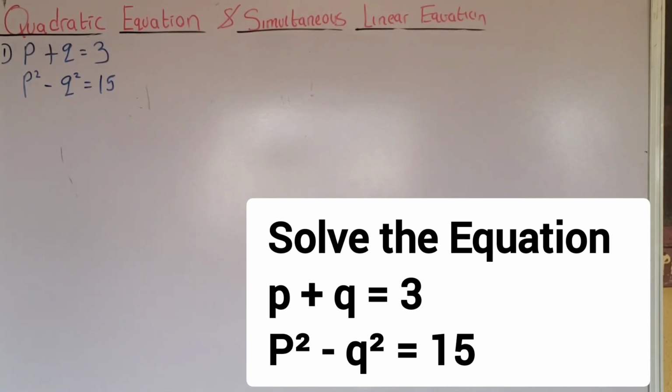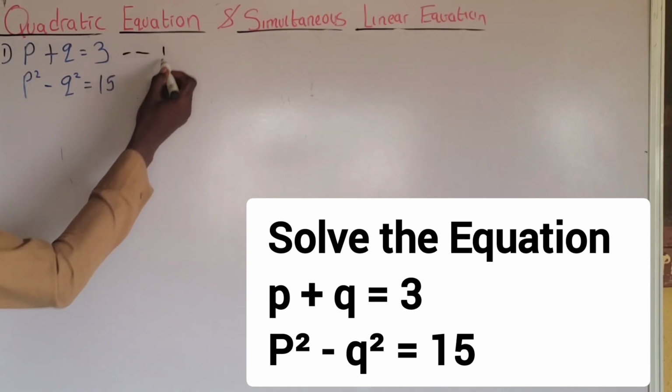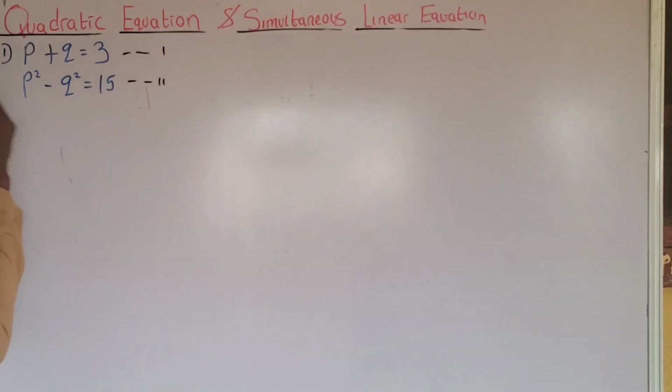Now I want you to pay attention in dealing with this question. The first method: let's call this equation 1 and let's call this equation 2. You have to make one of the unknowns the subject of the relation in equation 1, the linear equation that you are given in the question. If you come across this type of question in an exam, you have to make one unknown the subject of the relation in the linear equation that you are given.